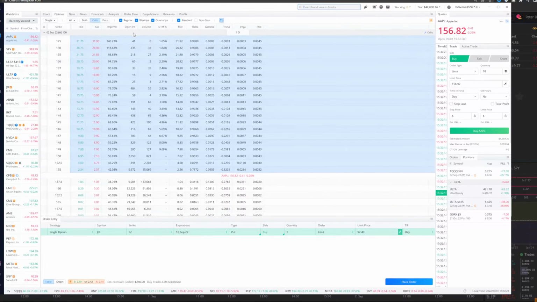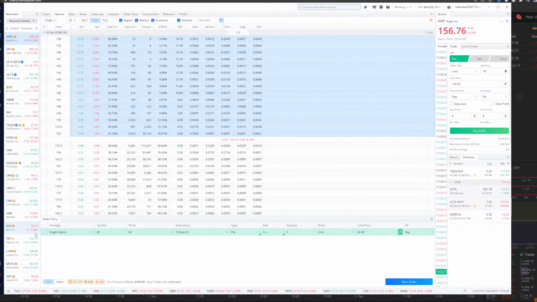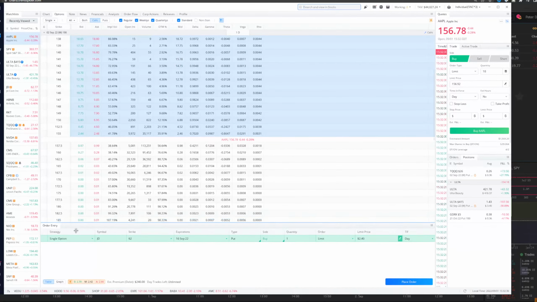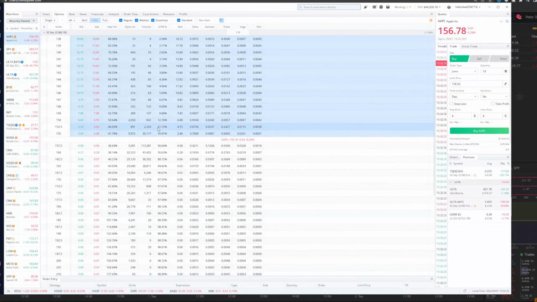So this is the call side of Apple. I'm going to go through and just remove this. I don't really know how to use Webull, so if you guys can explain to me, it'll help me a lot here.